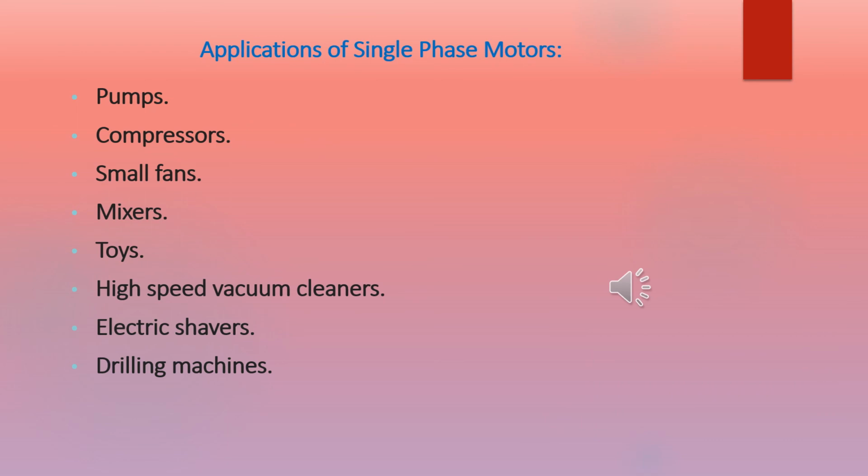Following are the applications for single phase induction motors. The motors are used in pumps, household pumps. They are used in compressors. They are used in small fans. They are used in mixers, some toys. They are used in high-speed vacuum cleaners. They are used in electrical shavers. They are also used in drilling machines. So a single phase induction motor has varied applications.